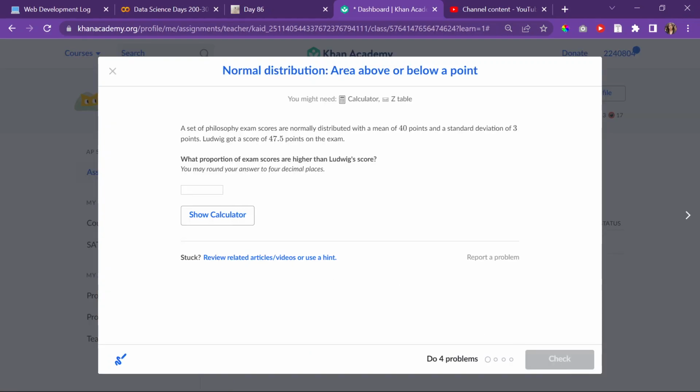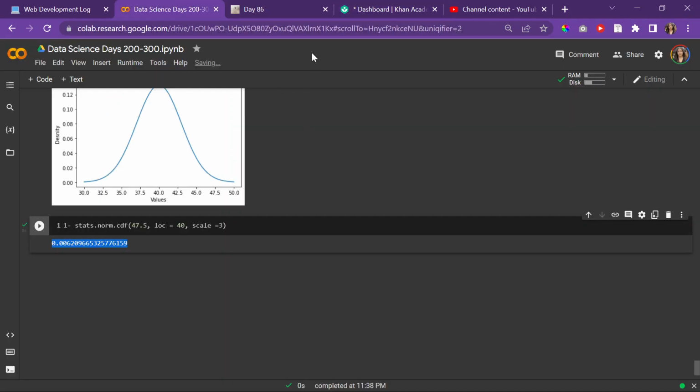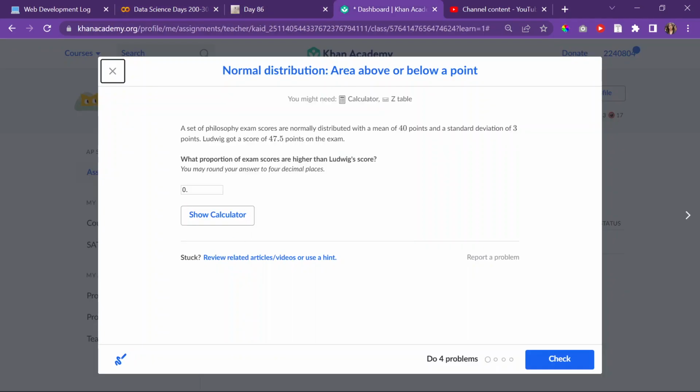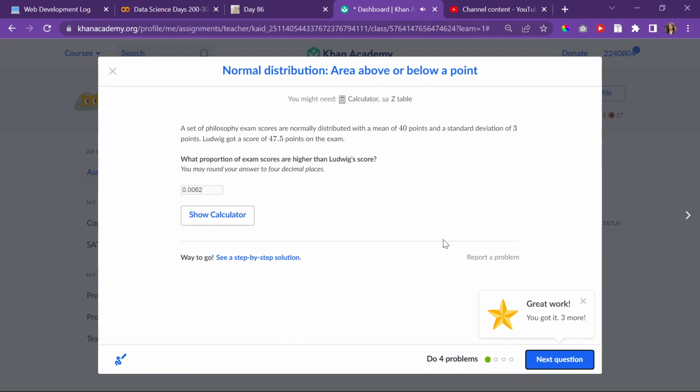So you may round your answer to 4 decimal places, so it's 0. What do we get? 0.006. We could just round our answer here to 4 decimal places. We could just use our round function. Round that entire thing by 4 decimal places. Just get that answer, and copy that in here. And voila. That's how you do that.